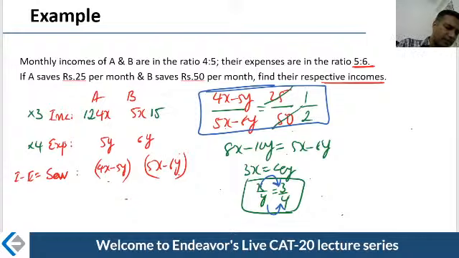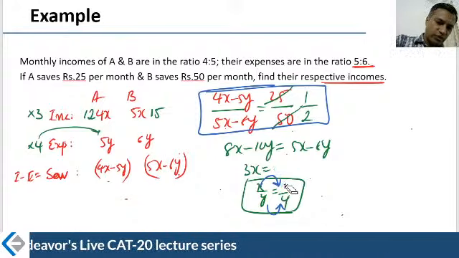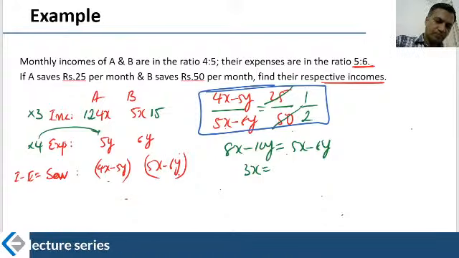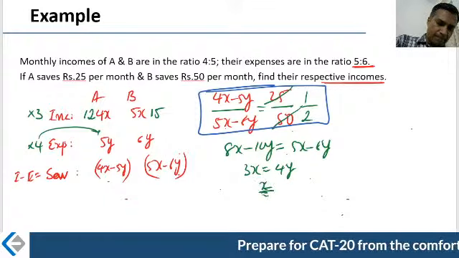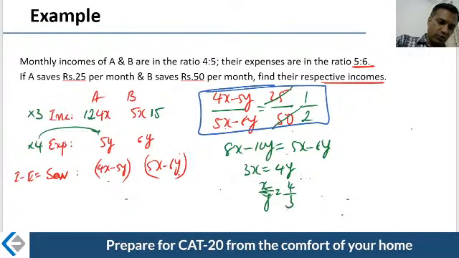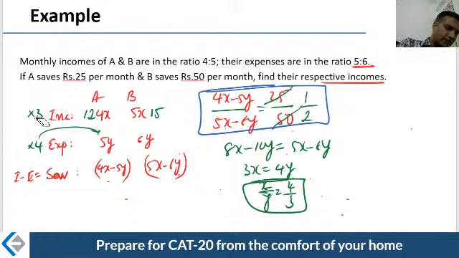Similarly 4 into 5, which becomes... hang on, x and y are in the ratio 4:3, right? I made a mistake here. Correction: x and y are in the ratio 4:3. I wrote it as 3:4, but it is 4:3. Therefore multiply by 4 and 3.